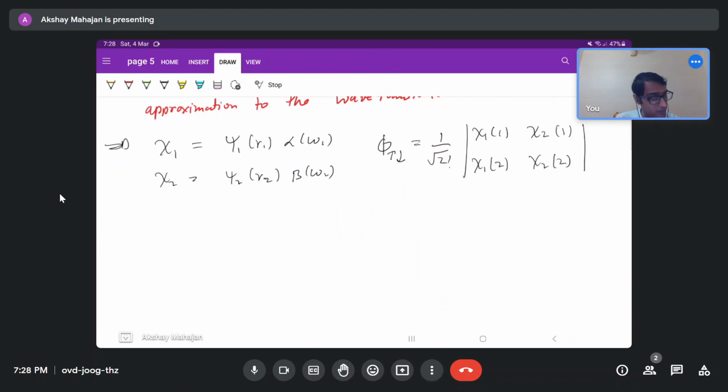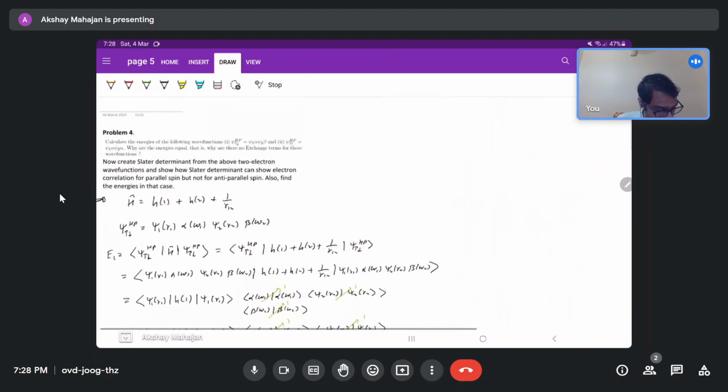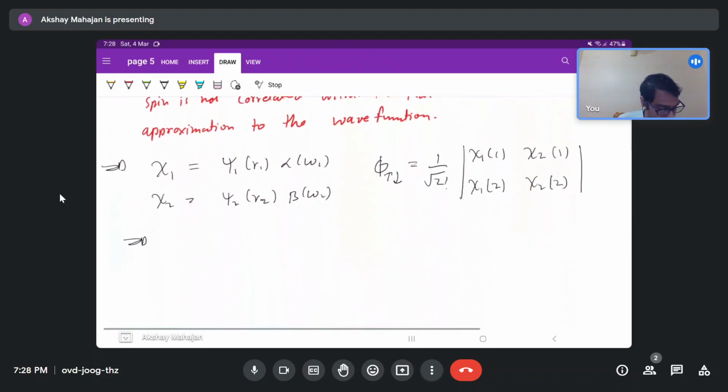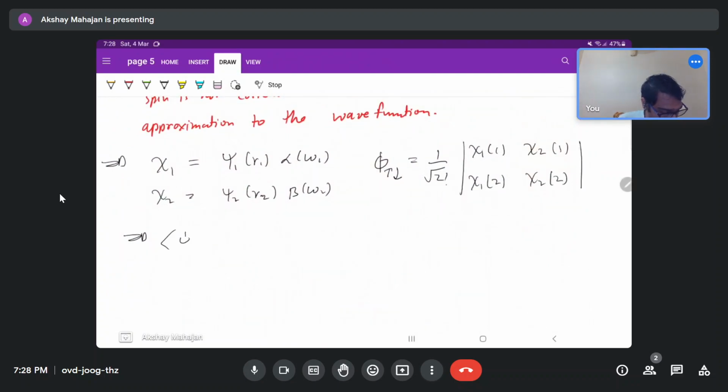Just to check, we need to see how the Slater determinant can show electron correlation for parallel spin but not for anti-parallel spins. So let's show it using the way it was done in the class. This is the Slater determinant for the anti-parallel spins. So we have taken the anti-parallel spins.